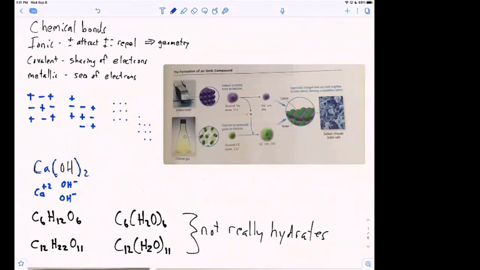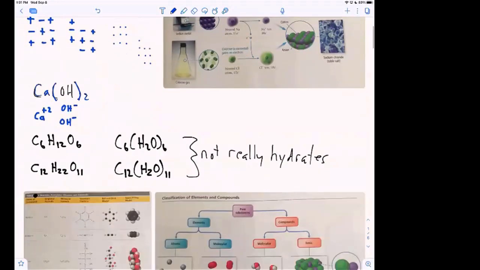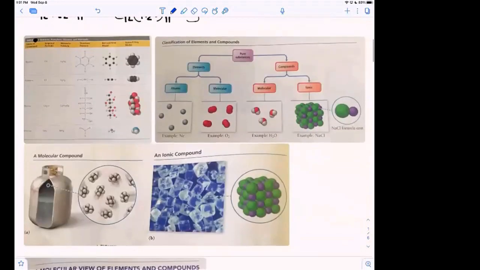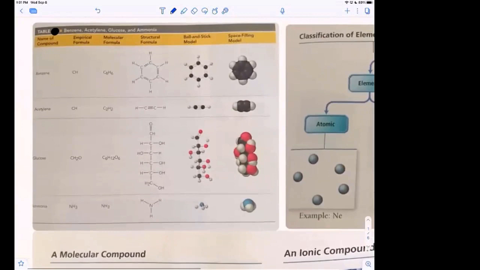Okay, so we started off talking about types of different bonding, and ionic is opposite charges attract, like charges repel, and covalent is sharing electrons. A metallic bond is like a sea of electrons. And now we're going to move on and talk more about some of the different things with chemical formulas.